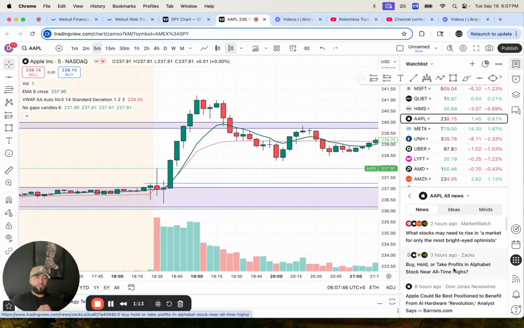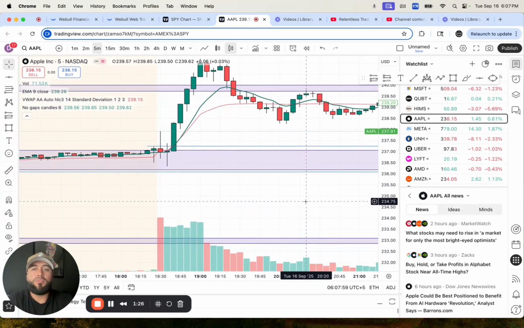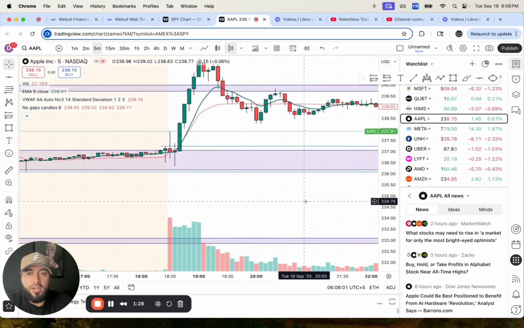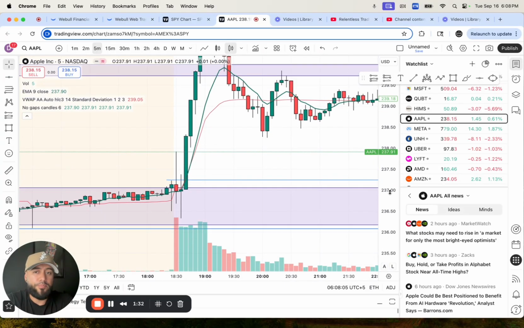So without further ado, I'm going to show you guys here on this Apple chart. This is a trade that we took this morning with my group chat, and we called out the entries and exits in the chat, and it was just a beautiful trade. It was an easy trade to understand, and I'm going to show you guys here exactly how it played out.